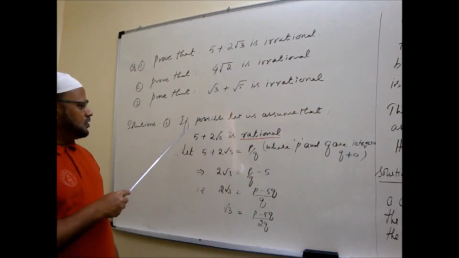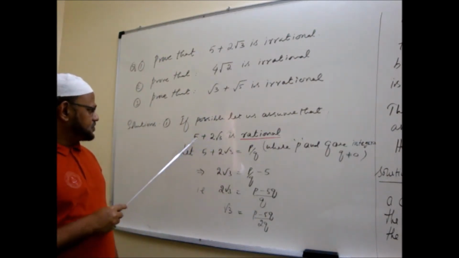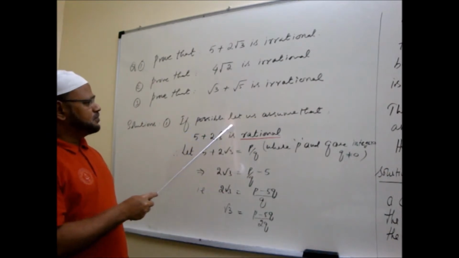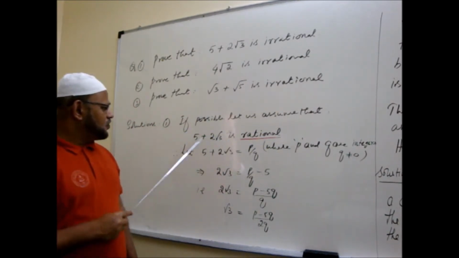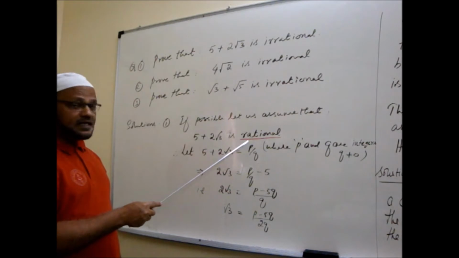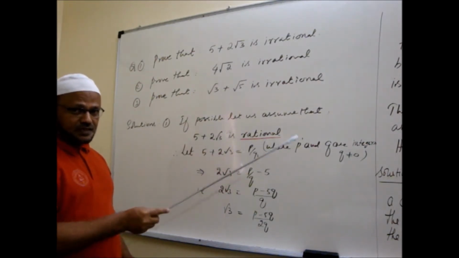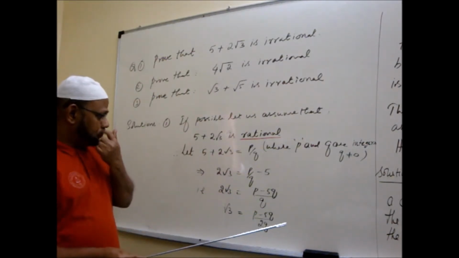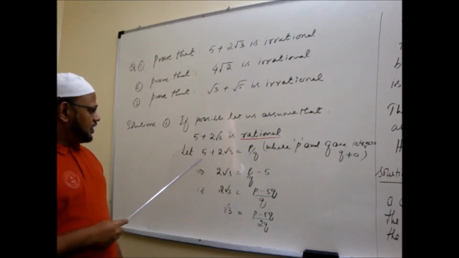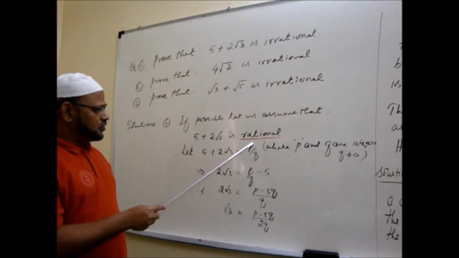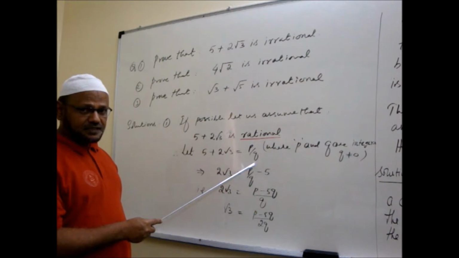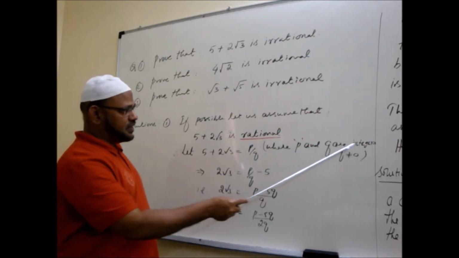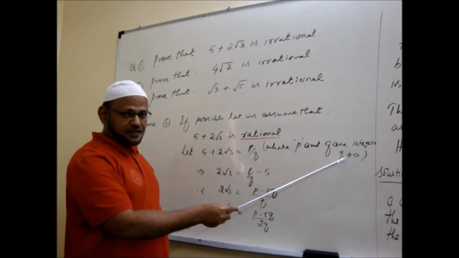Alright, now look, as usual, as we have done in the previous question, you are taking, if possible, let us assume that 5 plus 2 root 3 is rational. You are assuming it is a rational number as we did in the previous question, okay? So what do you do naturally? 5 plus 2 root 3 is equal to p by q. You are expressing like that, where p and q are integers, q not equal to 0. You have to write this.